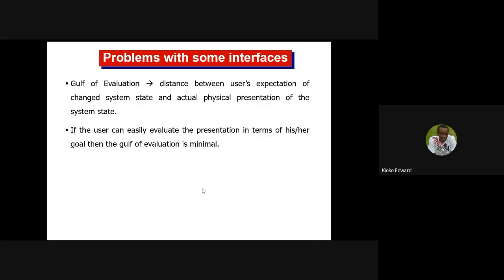If the user can easily evaluate the presentation in terms of his or her goal, then we can say the gulf of evaluation is minimal. Let's say you have a picture of a dog. This is just an abstract example. Assuming the system represents a picture of a dog, and what you see from your end is a picture of a cat, then we can say there's a very big gulf of evaluation. But if the system represents a dog and you perceive that this is a dog, then interaction is more successful from the user's point of view.